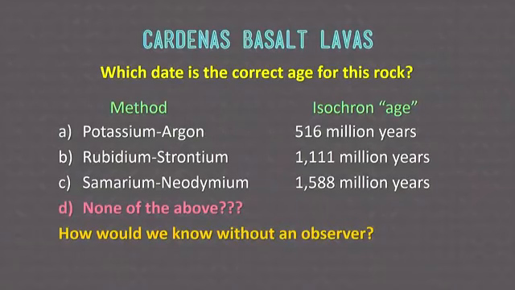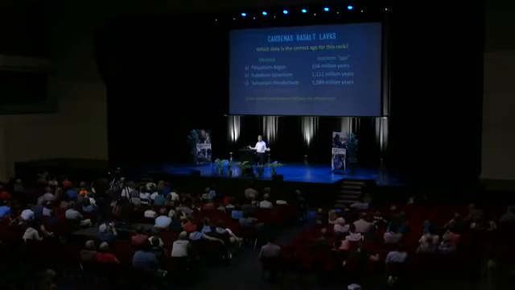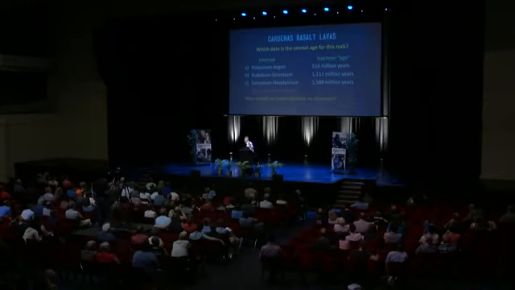And guess what? When we dated the Cardenas basalt, what did we get? The potassium-argon gave an age of 516 million years, rubidium-strontium an age of 1,111 million years, samarium-neodymium 1,588 million years. Which is the correct age? Maybe none of the above. How will we know without an observer? And notice this is not some trivial difference. The rubidium-strontium age is twice the size of the potassium-argon age. The samarium age is 3 times the size of the potassium-argon. That's not very close to hitting the bullseye, is it?